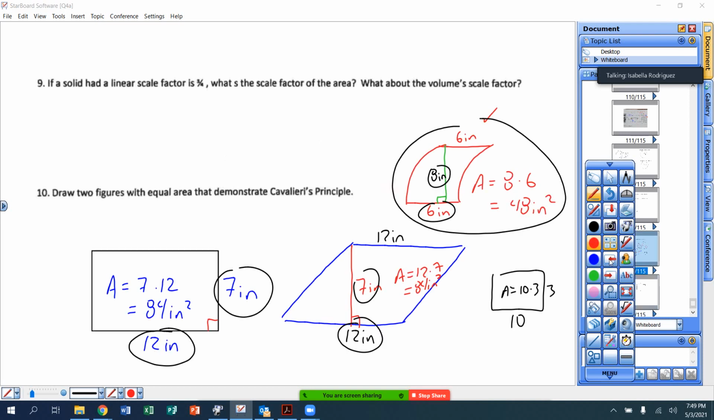Mm-hmm. Okay, how about number 9, the scale factor of area and volume? Any idea, inkling about that one?